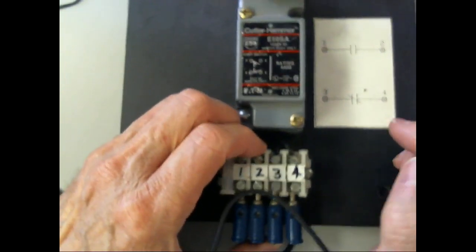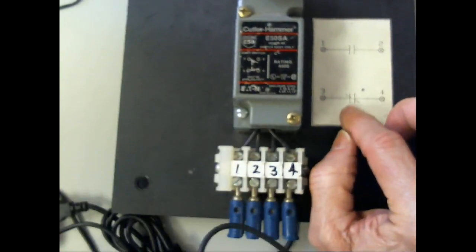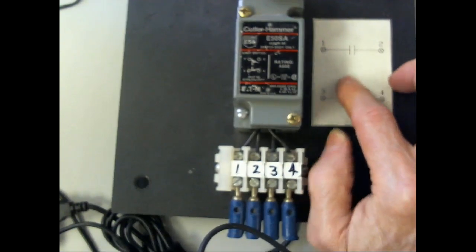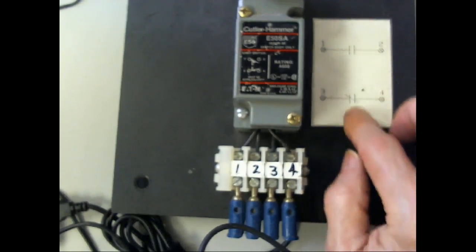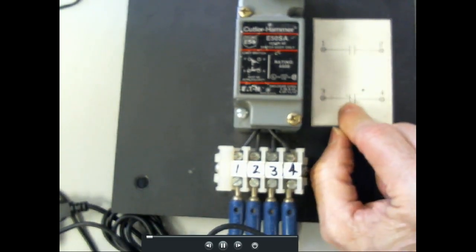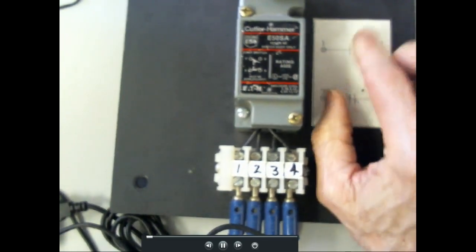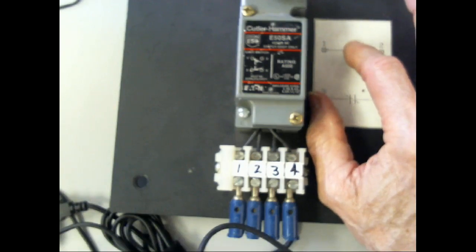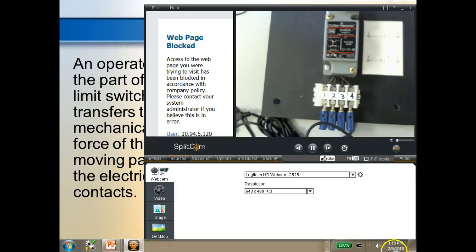Now the symbol, this is not the symbol of a limit switch, but it does show us normally open and a normally closed. So this is not a legal symbol, right? Everybody understand that? So what's the legal symbols?